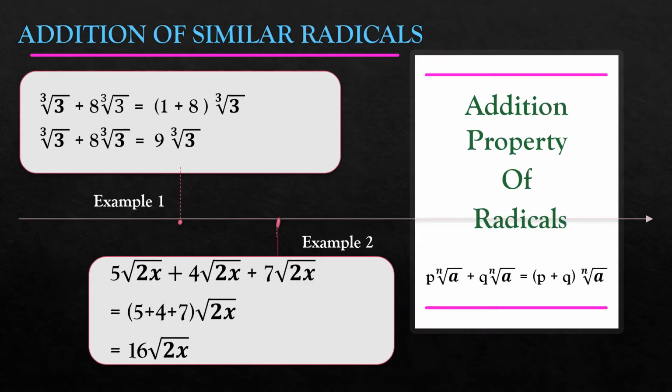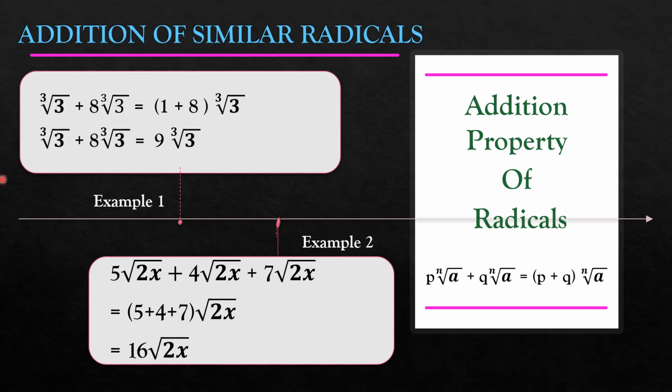Addition of similar radicals. In adding similar radicals, we are going to apply the addition property of radicals, which states p n root of a plus q n root of a is equal to quantity p plus q, which are the coefficients. When we say coefficients, yung number po sa labas ng radical. And then, we just copy the common radical n root of a.